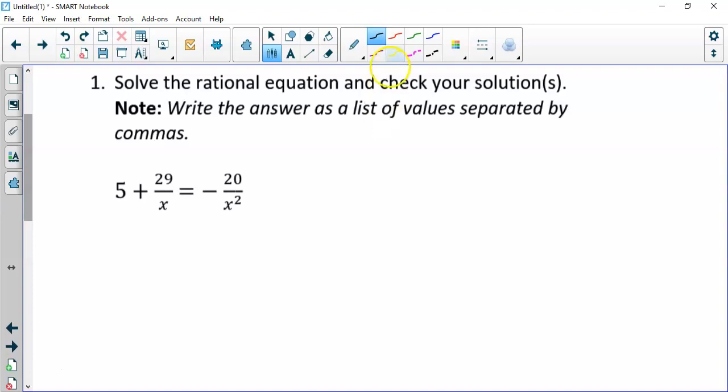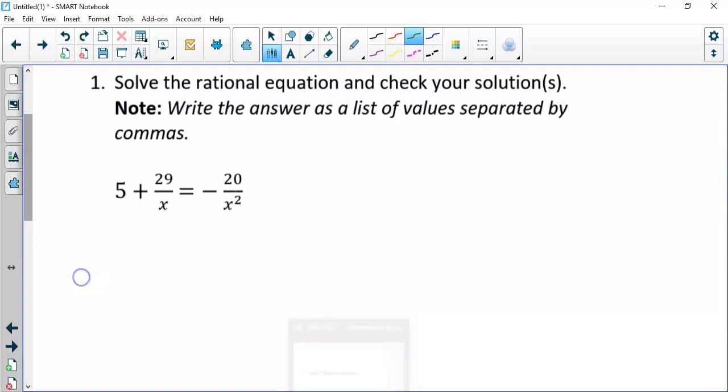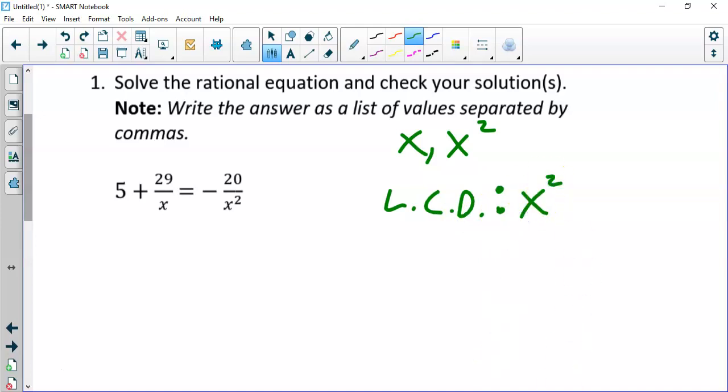All right, so let's take a look at this guy. Again, we only have 2 fractions really. What are their denominators? X and x squared. So we need the LCD. What is it going to be? X squared, just like the n and the n squared. And again, play Oprah. You get an x squared, and you get an x squared, and you get an x squared.